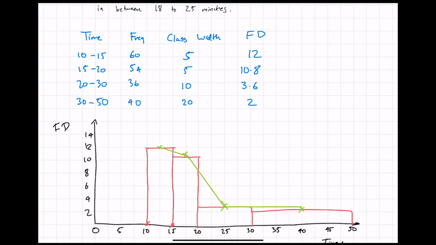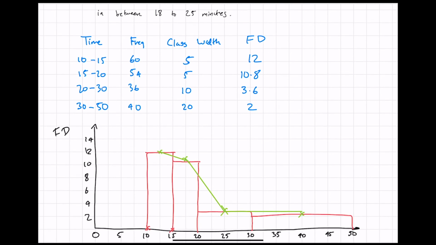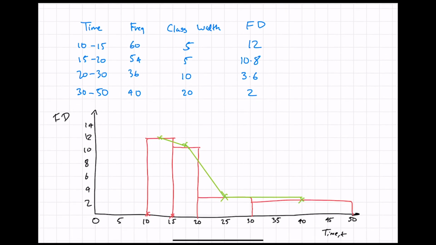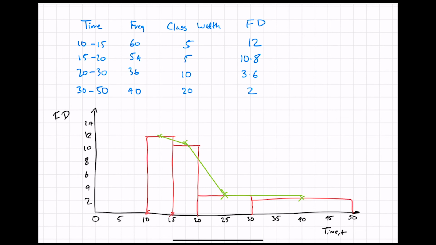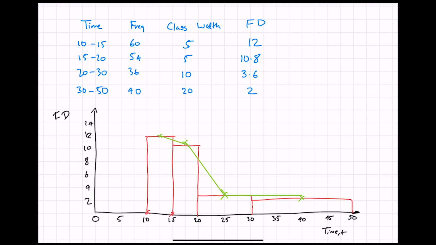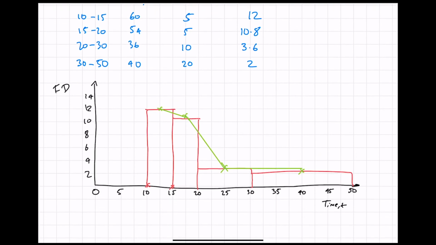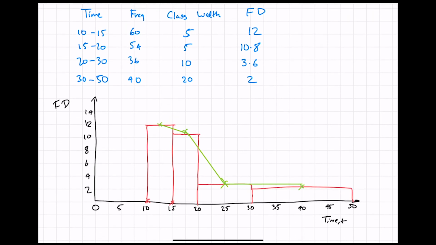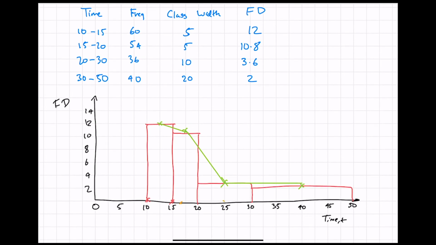Now the question was, based on that, how many people took between 18 and 25 minutes to do that? So how do we figure that out? What we need to do first is, let's do it in a different color, orange. Where exactly are 18 and 25 minutes on the graph? 18 is somewhere here. 25 is here.